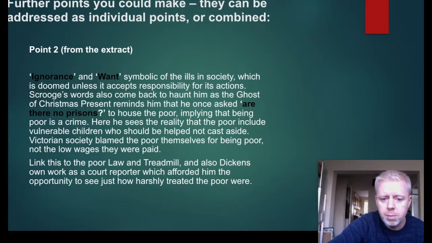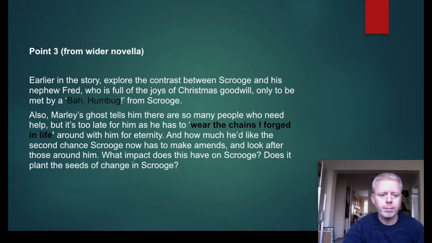Victorian society blamed the poor themselves for being poor, not the low wages they were paid. Link this to the Poor Law and Treadmill, and also Dickens' own work as a court reporter, which afforded him the opportunity to see just how harshly treated the poor were.